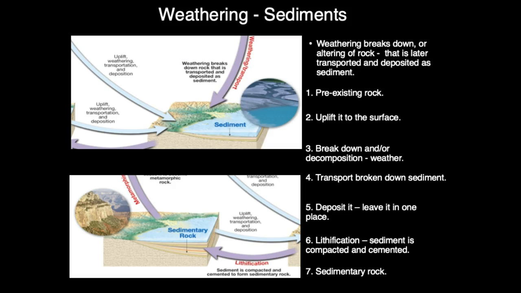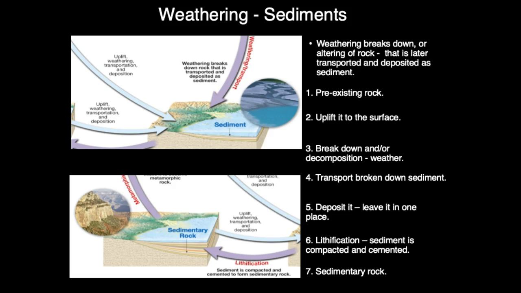For sedimentary rocks to form, a few steps need to occur, namely those 7 steps that I have outlined in the slide. There needs to be a pre-existing rock that is uplifted to the surface. The rock needs to either get disintegrated, broken down by physical processes, or decomposed, which is altered by chemical processes, or maybe it's a combination of both. There, on step 3, is where weathering has its importance.